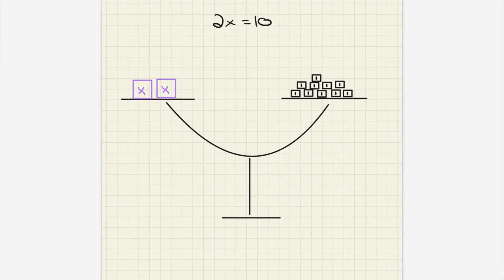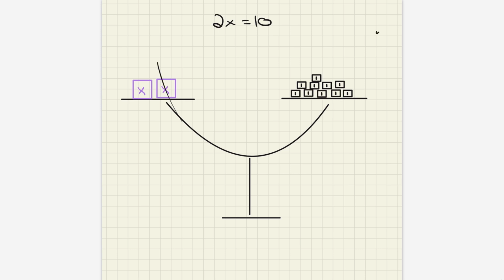Similarly, let's say instead of x plus something equals another value, we have some problem where x is being multiplied by a number. So in this case, we have 2x equals 10. We can visually represent that with 2 x kilogram weights on the left-hand side and 10 1 kilogram weights on the right-hand side. The scales are balanced, so we can assert that these are equal to one another. And we can't, in this situation, just take away x, right?